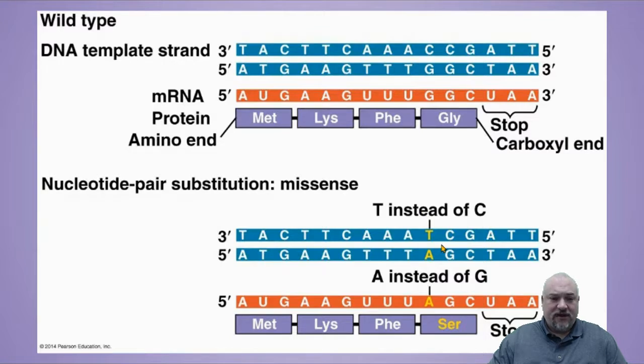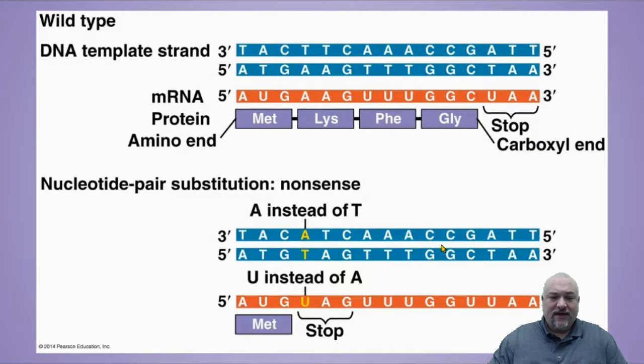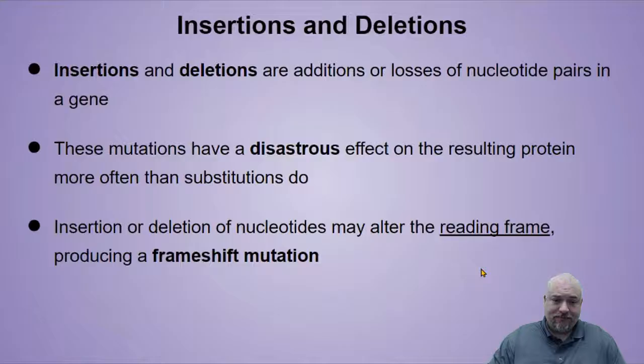Got potential to make some changes. And here is a nonsense one. We change this A, I put an A here instead of a T, turns this one into a stop codon, which means we just cut that thing short and it's definitely not going to work. Now, those are point mutations where we do substitution, switch things in or out. Insertions and deletions, we actually insert extra ones or we take out some. So we're either making that gene longer or shorter.